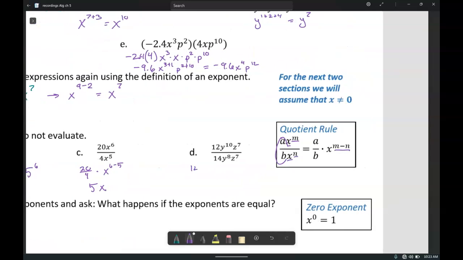Here we have 12 over 14. We'll simplify that to 6/7, and we have y to the 10 minus 8, z to the 7 minus 7, which gives us y to the second, z to the 0. Well, let's go ahead and come back to this for a second, and let's look at our zero exponent rule.